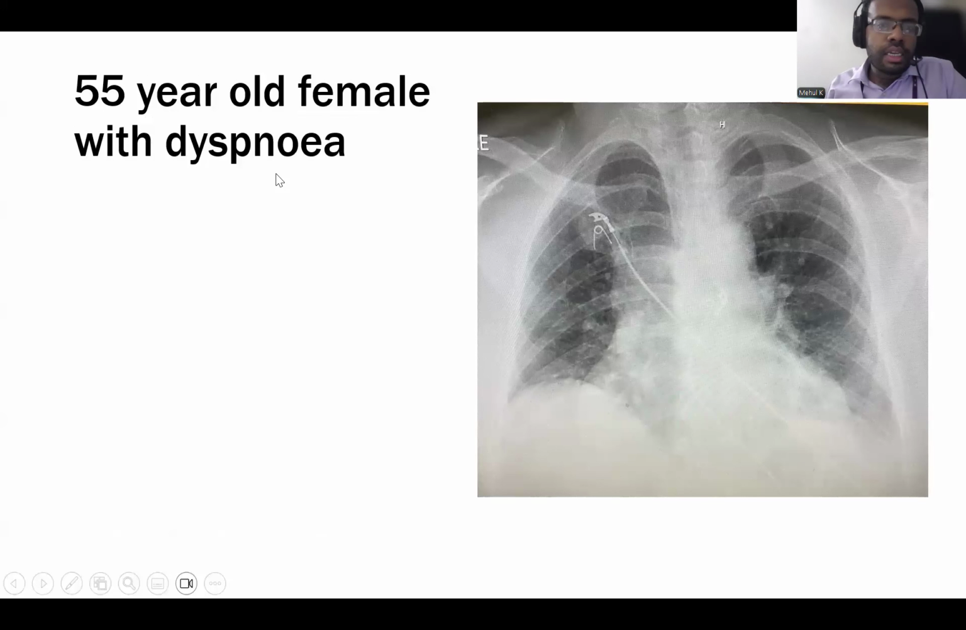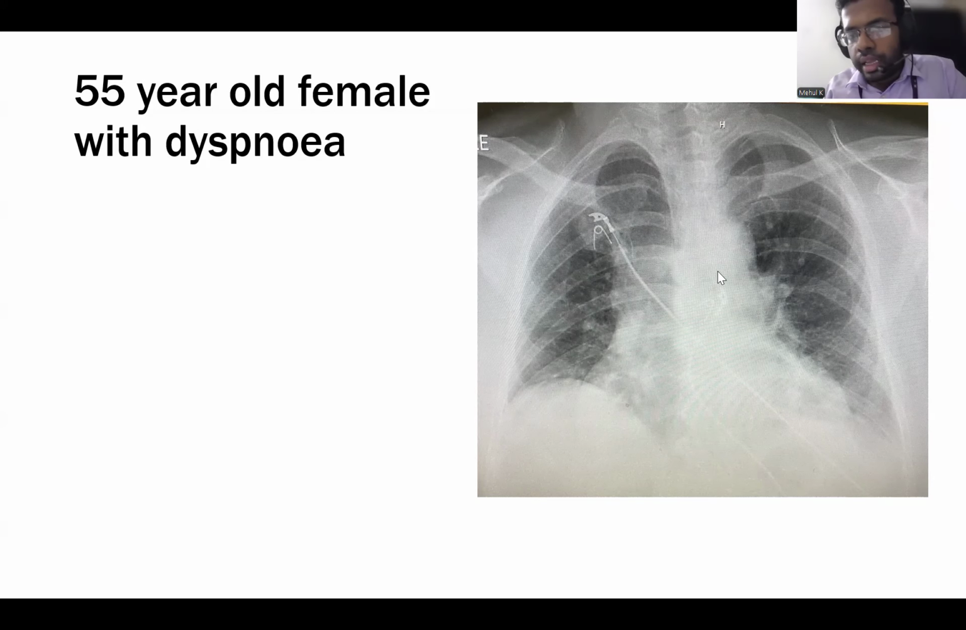So we have another case here, 55-year-old female coming with shortness of breath. So what is seen in this X-ray? Please type it out. What do you think is abnormal in this X-ray? You can just type it out in the chat box. What do you think is normal, or maybe you feel the X-ray is normal also. Okay, dilated ascending aorta.